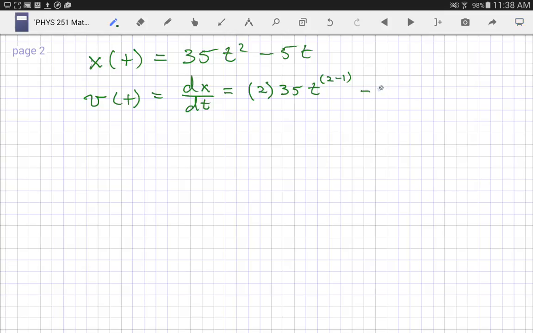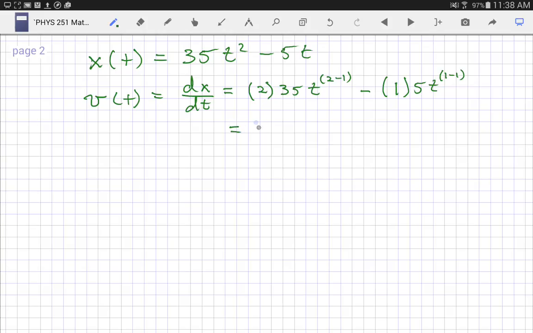And then for the next one, what number do I bring down? The 1. And that's going to be t raised to the 1 minus 1. Of course, t raised to the 0 is just 1. Anything raised to the 0 is 1. So we usually just drop that out, but here you can see explicitly that's why we drop it out, because it's t raised to the 0th power.